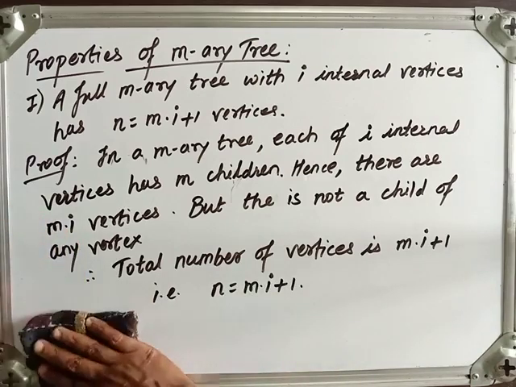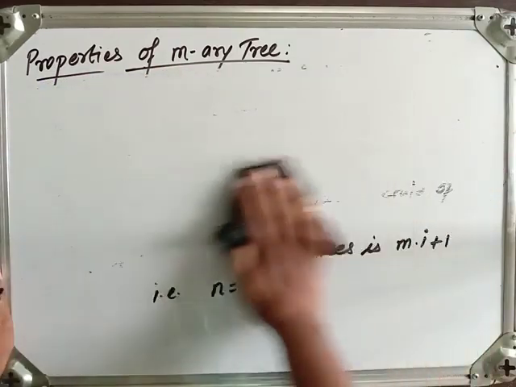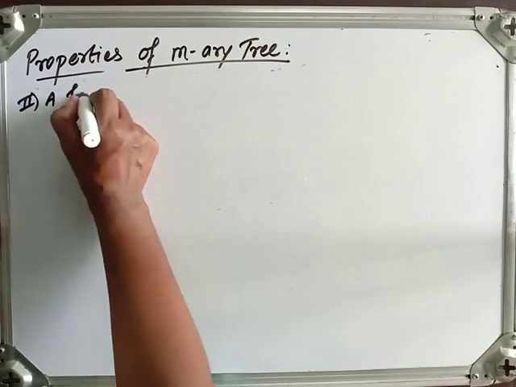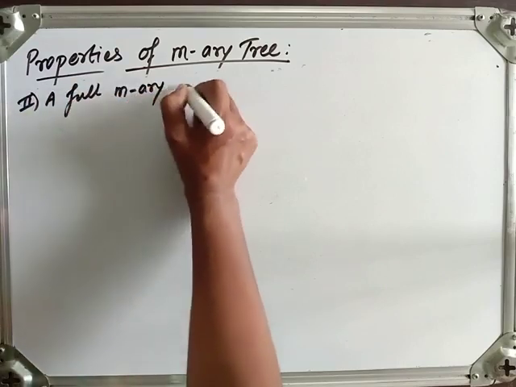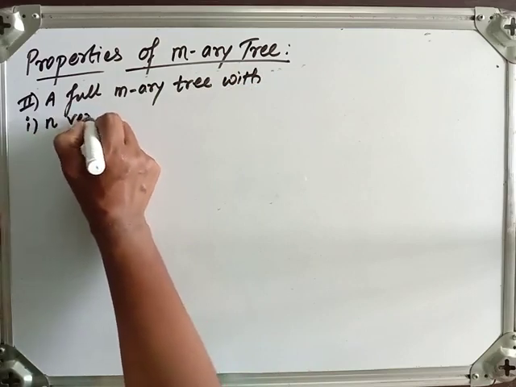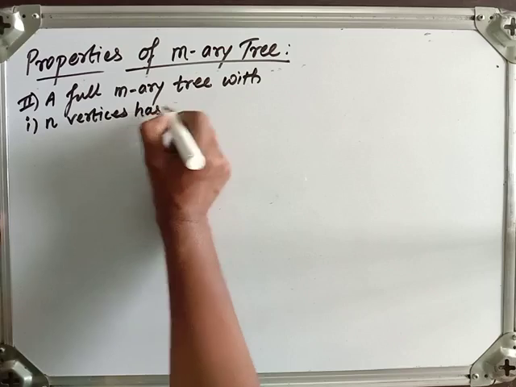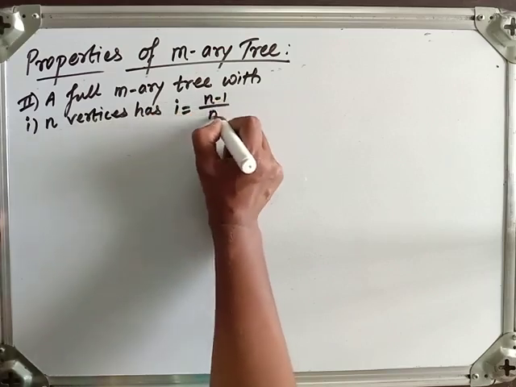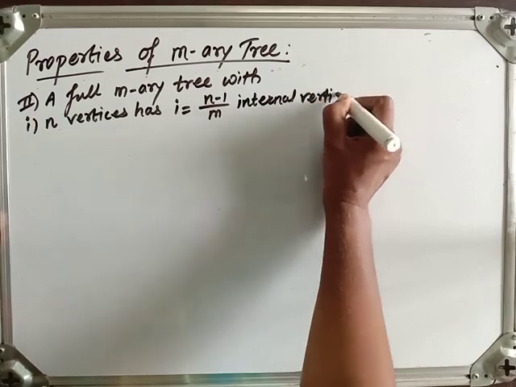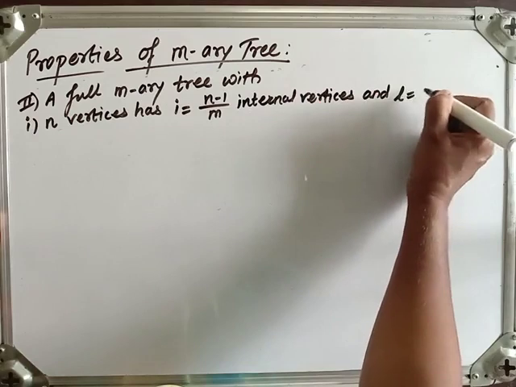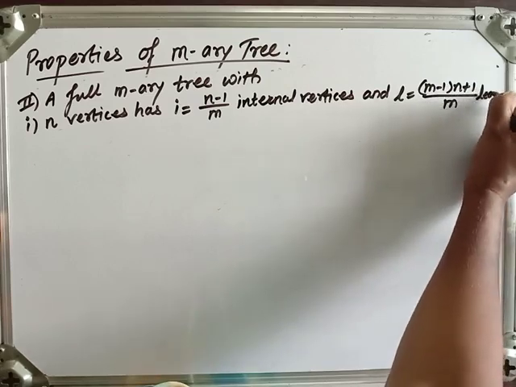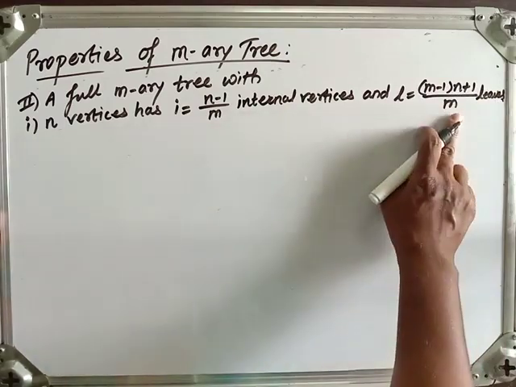Now let's see the second property. A full m-ary tree with n vertices has I equal to n minus 1 upon m internal vertices, and L equal to m minus 1 into n plus 1 upon m leaves. These many internal vertices and these many leaves.